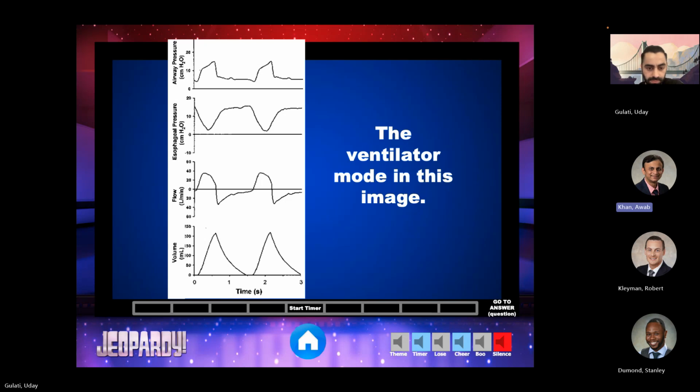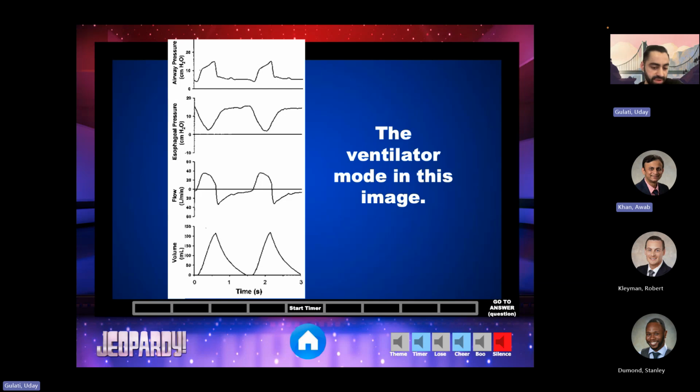Is it VC plus? Nope. Pressure control? So let me ask you this. Is it a control mode or is it a spontaneous mode? Spontaneous. Yeah, and why is that? Because it looks like they're trying to initiate a breath. Yeah, absolutely.